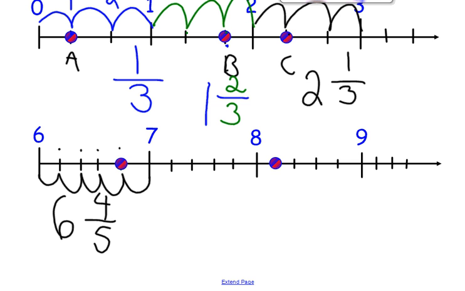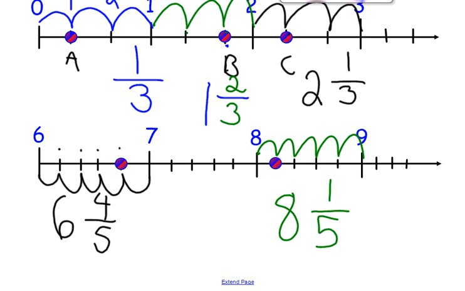Then we can look at our last point here, still working in groups of 5: 1, 2, 3, 4, 5 spaces. 8 is our key number. We're starting at 8, in between 8 and 9, so it's going to be 8 and a fractional part of 5. And our dot is on the first hash mark, so it is 8 1/5. Hopefully you're starting to see how a number line works to help you understand fractions and mixed numbers.